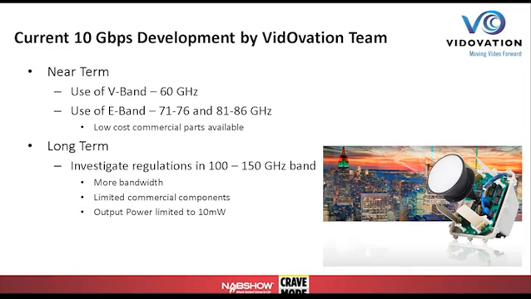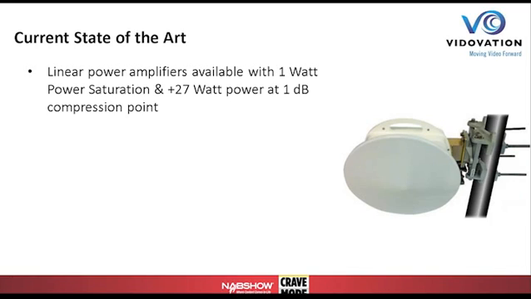Output power requirements. We have available to us today power amplifiers in the V and the E bands, so we'll have to come up with amplifiers at these higher frequencies to pump out 10 milliwatts or more of power. There are amplifiers available to us today. The amplifiers need to be very linear. We need 1 watt power saturation and compression points of 1 dB at 27 watts or more. So again, it comes to getting enough power.